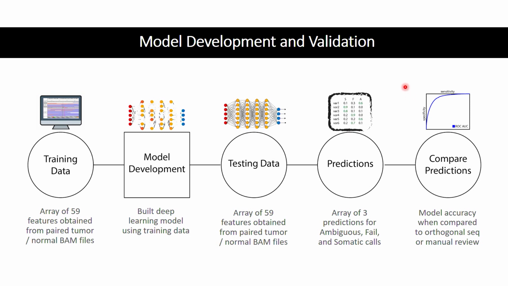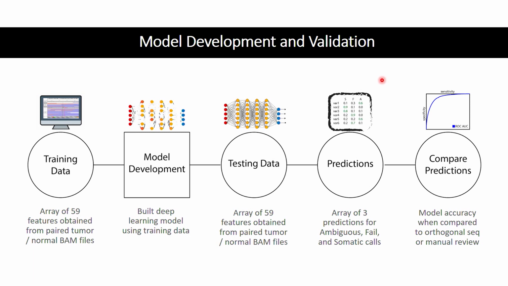For model development, we obtained a training data set. This consists of 59 different features, most of which are sequencing features that are derived from tumor and normal BAM files. It includes the variant allele frequency, tumor depth, mapping quality, things like that.